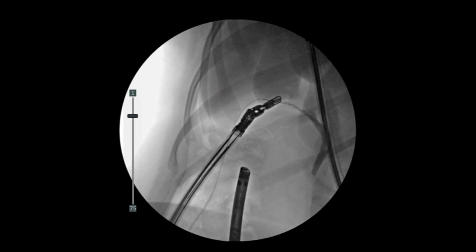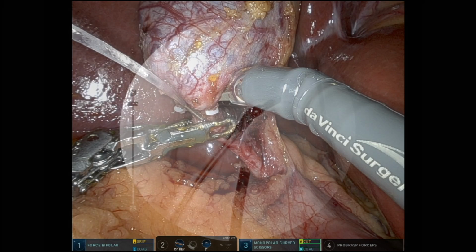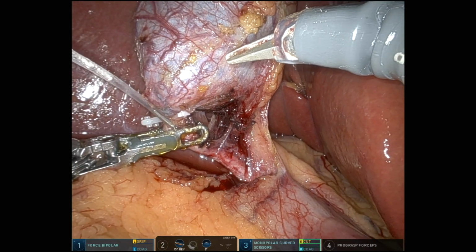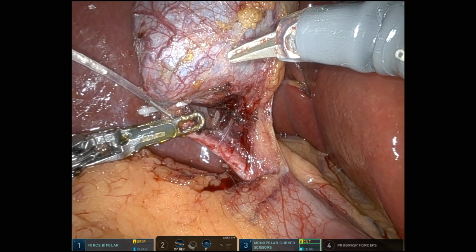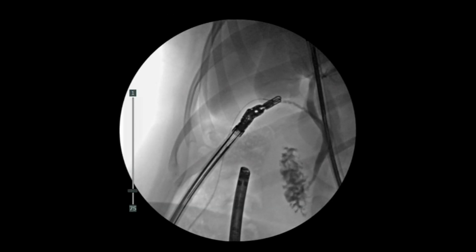Surprisingly, there is excellent flow through this catheter, even though it did not appear to be fully introduced. The tines of the grasper will not close down any tighter than that allowed by the metal catheter tip. Consequently, there is no crushing or obstruction with ductal tissue, and the flow through the catheter is unobstructed.